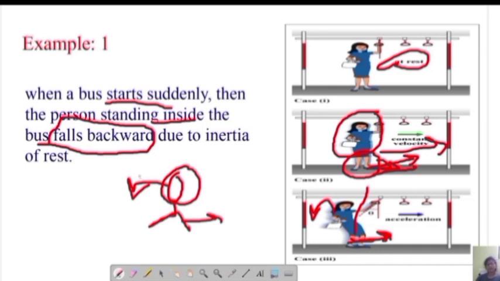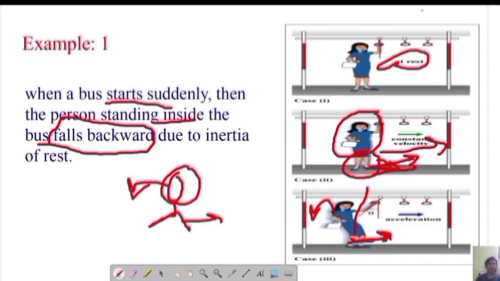Okay? You might have experienced it, or though you have experienced it, it has not come to your mind, please check when you are riding the bike or sitting in the bus. Is it clear? I hope you have understood this example.